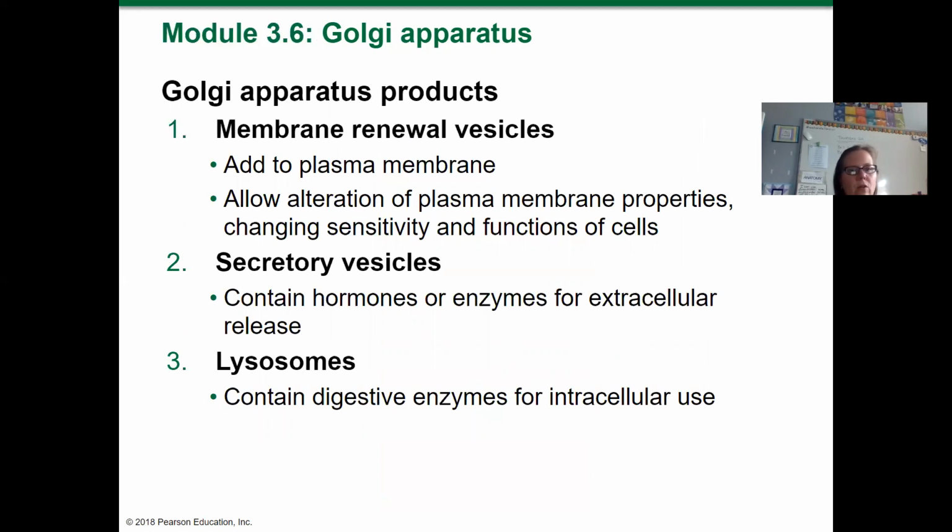Some of the products that the Golgi apparatus can produce: membrane renewal vesicles, which help the plasma membrane change. So if we can make more of the proteins in the plasma membrane, we can alter how the plasma membrane functions. Secretory vesicles can contain hormones or enzymes, or anything that is needed extracellularly. Lysosomes have digestive enzymes, and lysosomes do a lot of cleanup. So if you have a damaged organelle inside, a lysosome will come and break down that organelle.